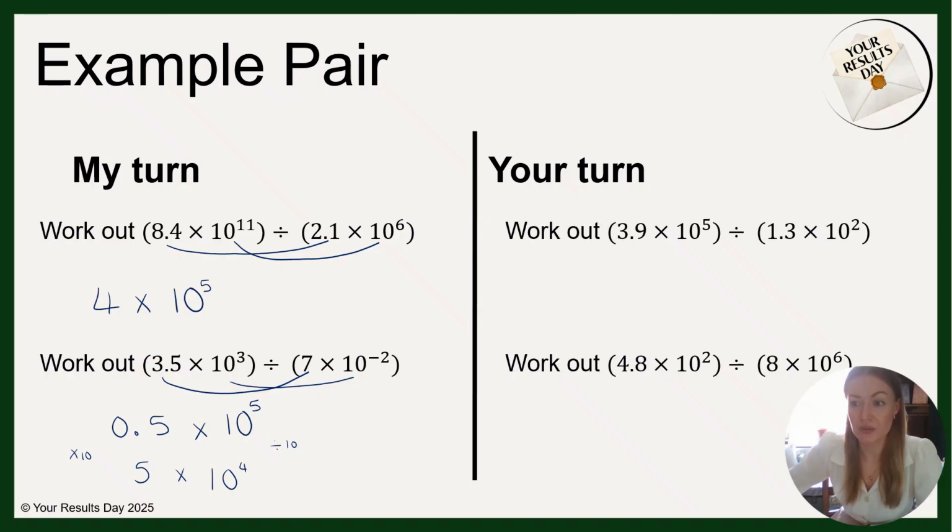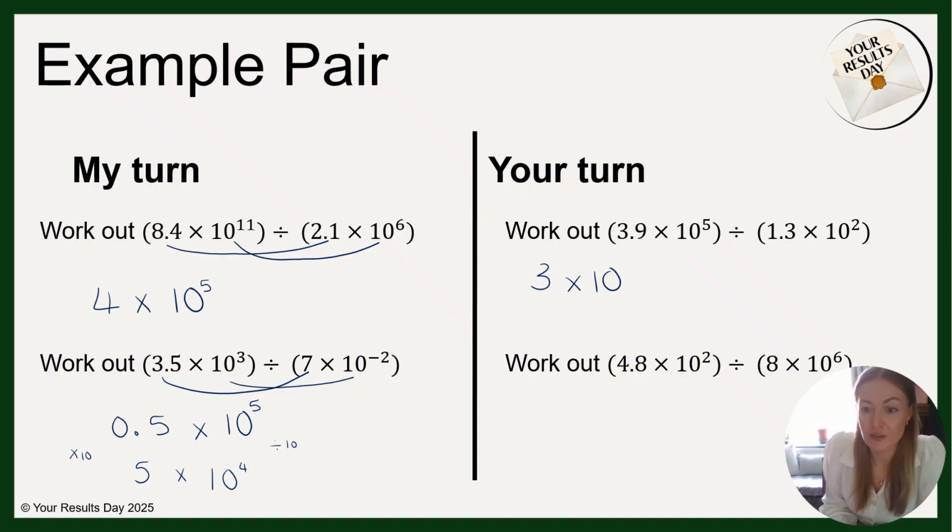Two more questions for you to have a go at. Pause the video now and hit play when you're ready to see the answers. 3.9 divided by 1.3 is 3. And subtracting those powers also gives me 3. So 3 times 10 cubed, or 3 times 10 to the power of 3.